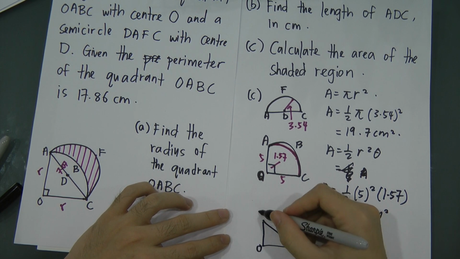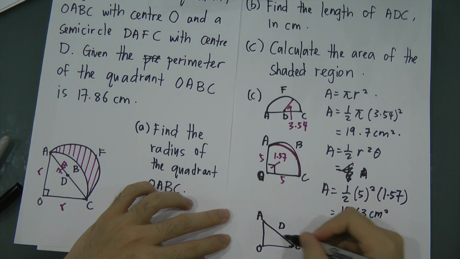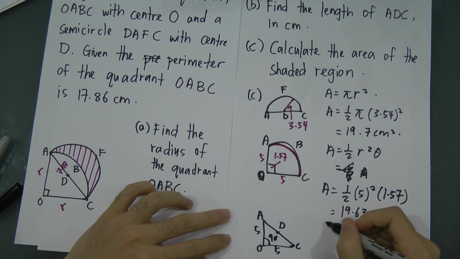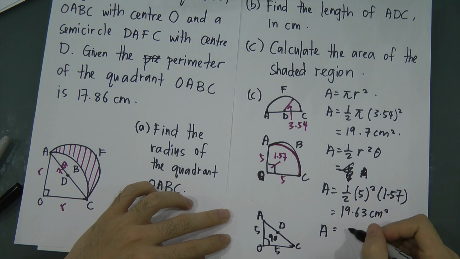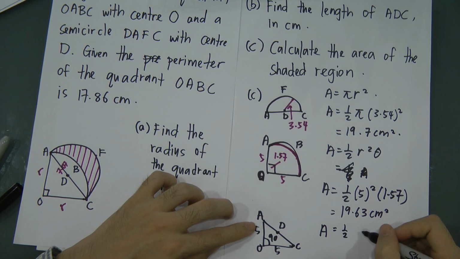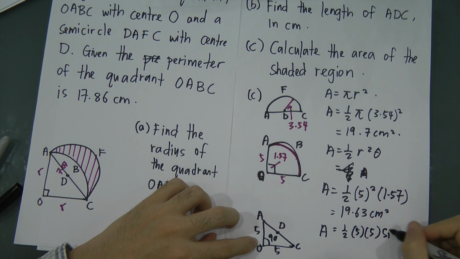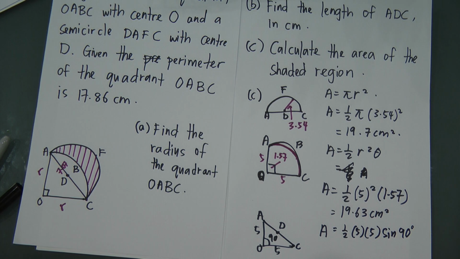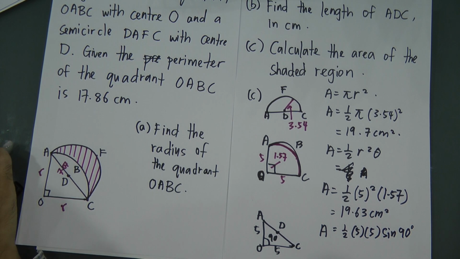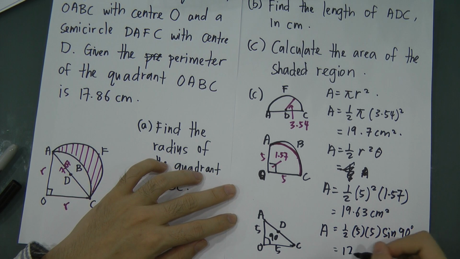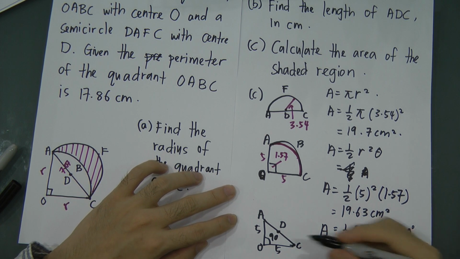Okay, I'm going to call it OADC. This one will have sides 5 and 5, and the angle will be 90 degrees. You can use the formula I mentioned just now: area equals 1/2 a b sine C, where a is 5, b is 5, and the angle in between is 90. We know sine 90 gives the value of 1, so I just use 25 divided by 2. I got 12.5. So 12.5 is the area of the triangle.